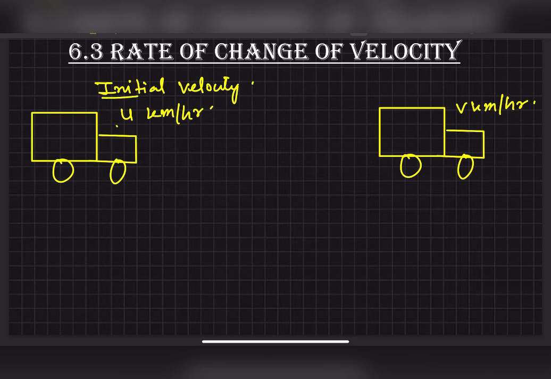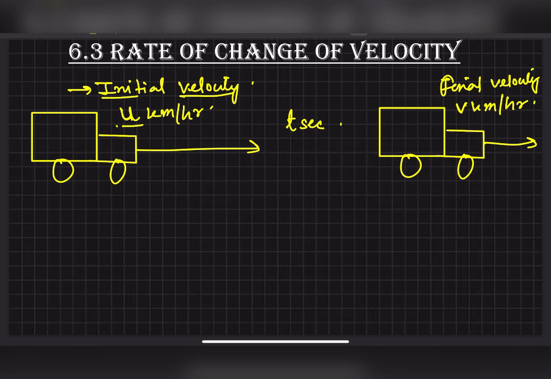Initial speed, initial velocity. V is final velocity. You are traveling at a speed of u kilometer per hour, and you reach a speed of v kilometer per hour. From u to v, let's say it took time t seconds. So what will be your acceleration?